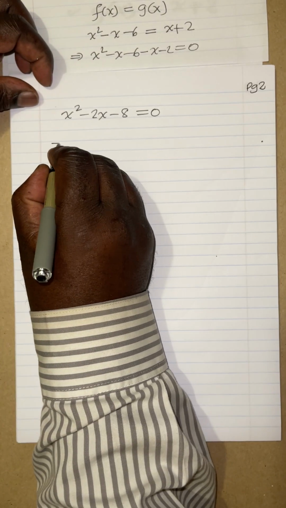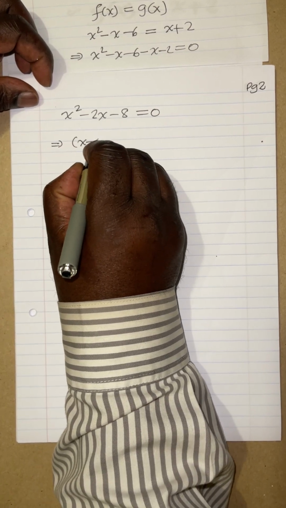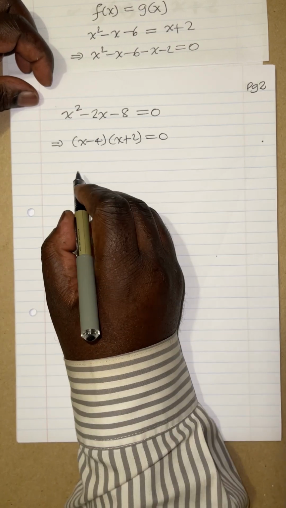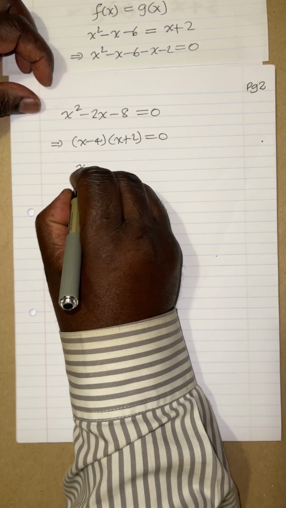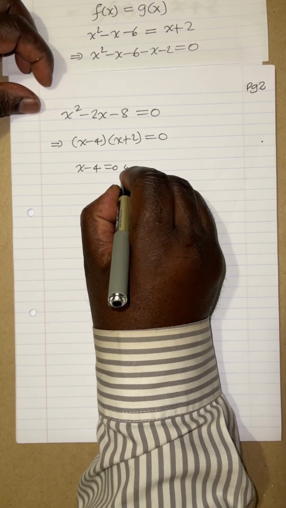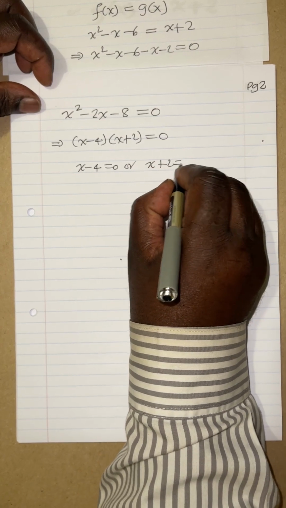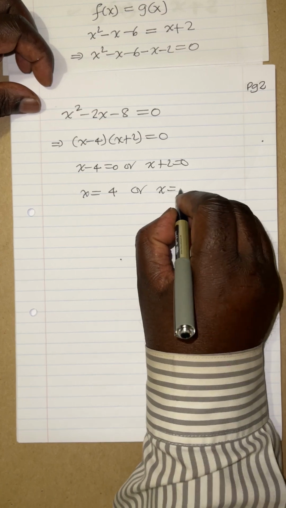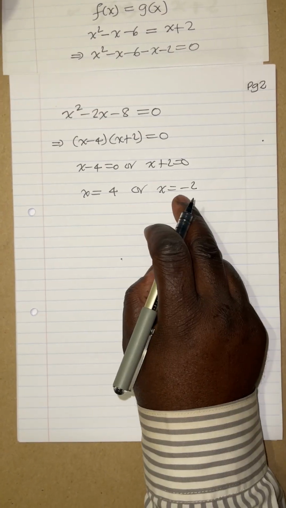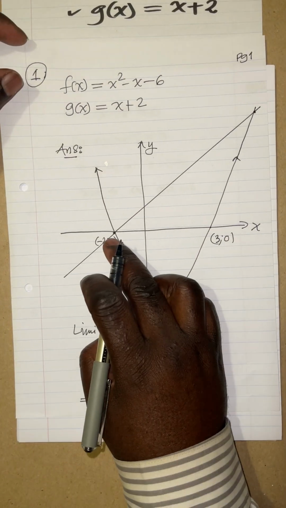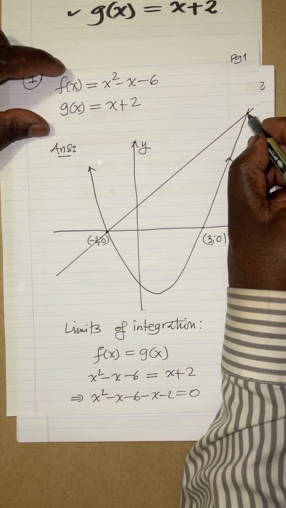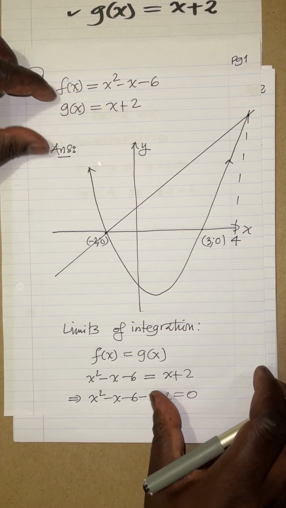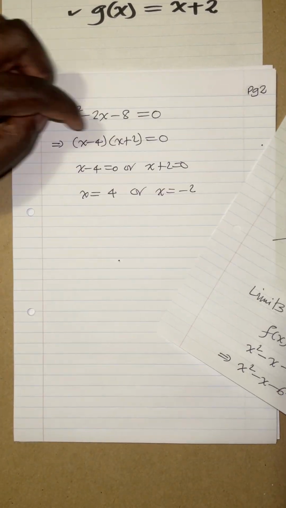Factorizing this one, I'm going to be quick on this. This is x minus 4 times x plus 2, and this should be equal to 0. Solving this, we have x minus 4 equals 0, or x plus 2 equals 0. This will be x equals 4, or x equals minus 2. And x equals minus 2 is this point here. So if you come down here, the value of x there is going to be positive 4. That's what we're saying.